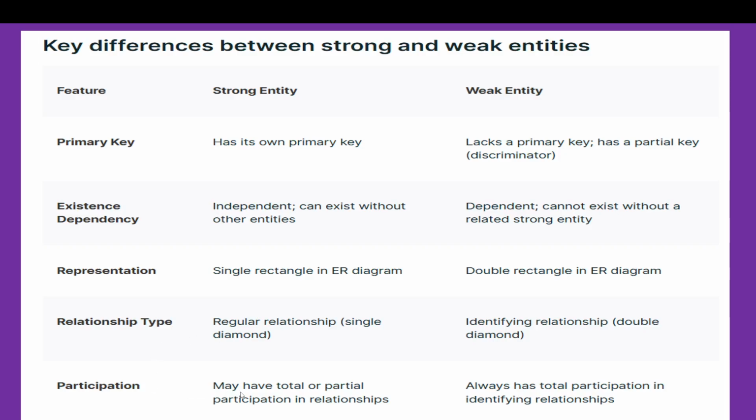And what is the participation? Between two strong entities, like employee and department, there can be full participation or partial participation, because they are both strong entities. But in the case of dependent, because dependent cannot exist without a strong entity like employee in this case, total participation is always required to identify a relationship between a weak entity and a strong entity. So that's overall how to identify a weak entity and how you can represent it in the entity relationship diagram.